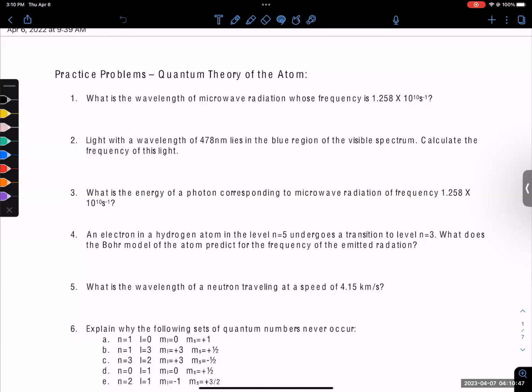Okay, let's go. So what is the wavelength of the microwave radiation? The frequency is 1.25 times 10 to the 10 hertz. So that's a pretty big frequency. So what do we know if that's a big frequency? Should the wavelength be small or large, just based on what we know about how frequency and wavelength are related in respect to electromagnetic radiation? Do we think the wavelength should be small or large?